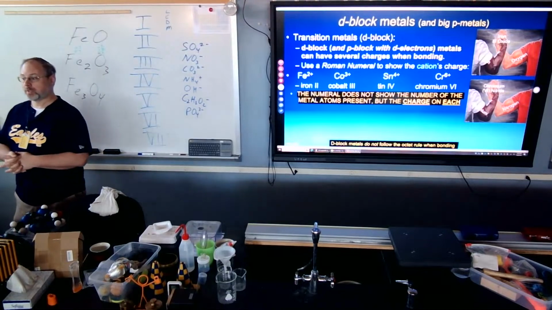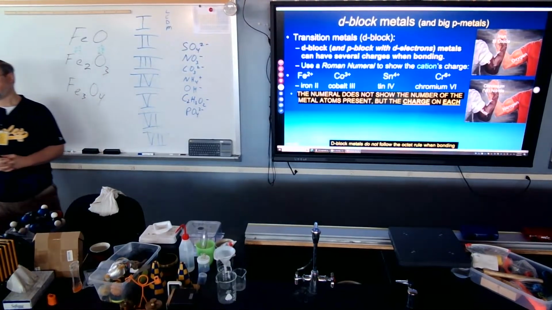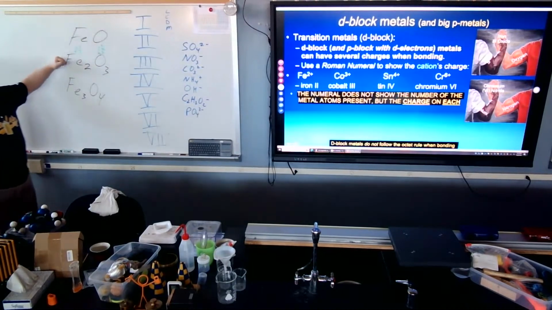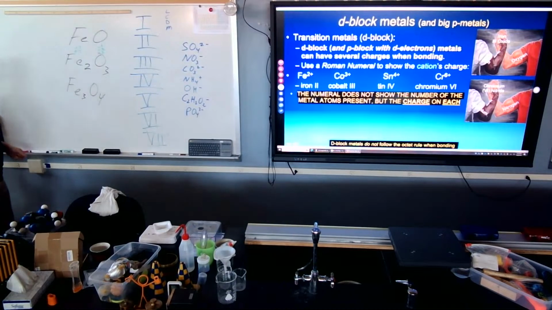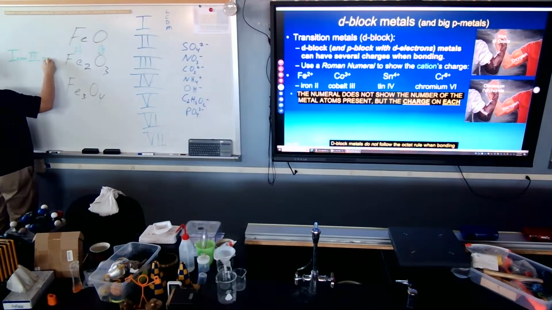Questions? You said we don't use Roman numerals? In formulas. So you don't use Roman numerals here. You use Roman numerals in the name. So you would name this iron 3 oxide.